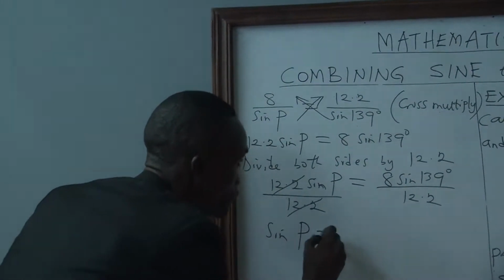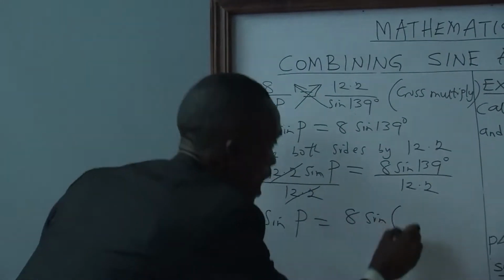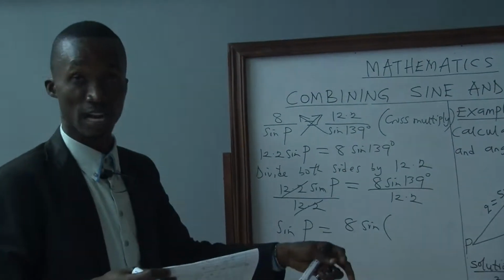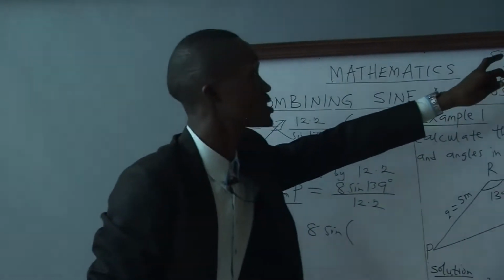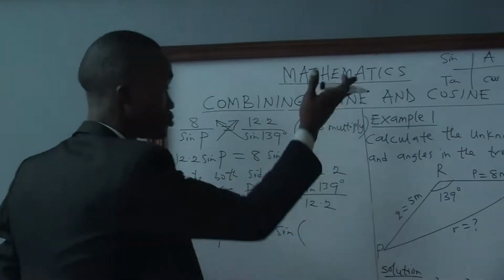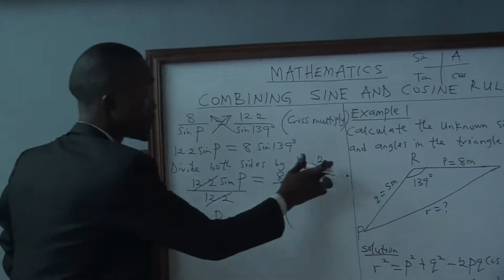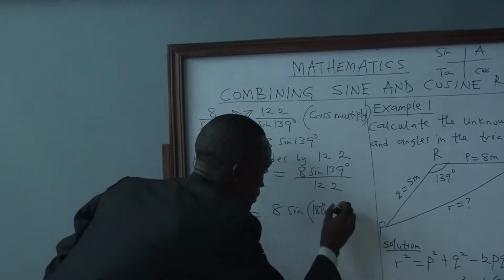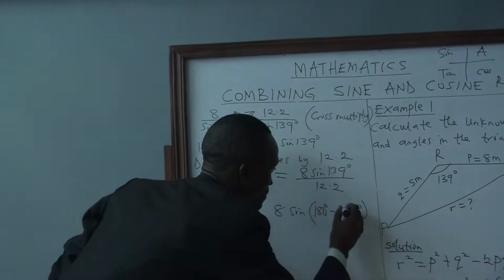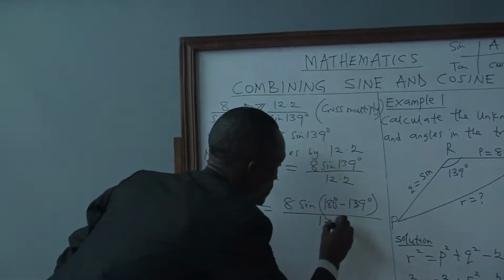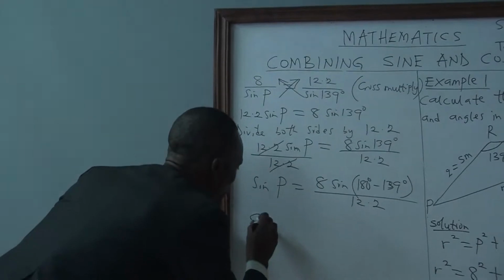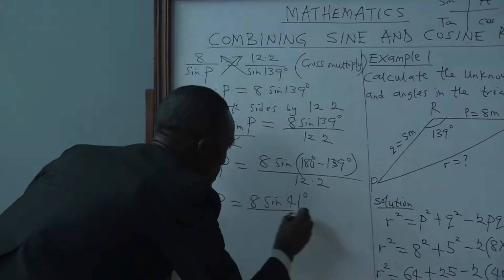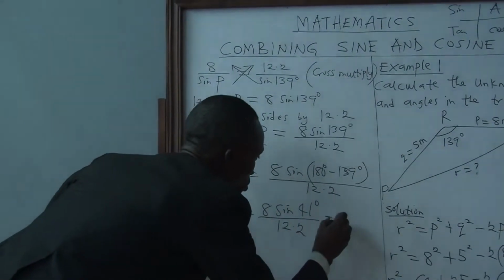So we have sine P to be 8 sine. Now, this 139, as I've explained earlier, is coming from the second quadrant, and sine is positive in the second quadrant. But to check this from the four figure table, we need to remove this 139 from 180, and we have that as sine of 180 degree minus 139 degree, everything divided by 12.2. So we have sine P is equal to 8 sine 41 degree divided by 12.2.